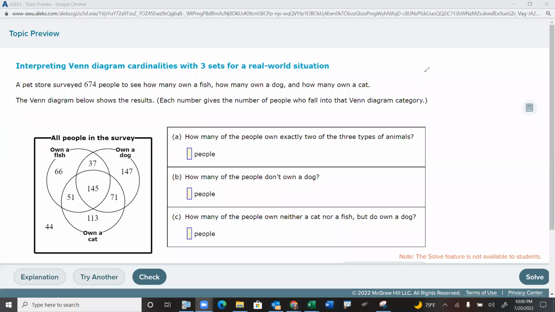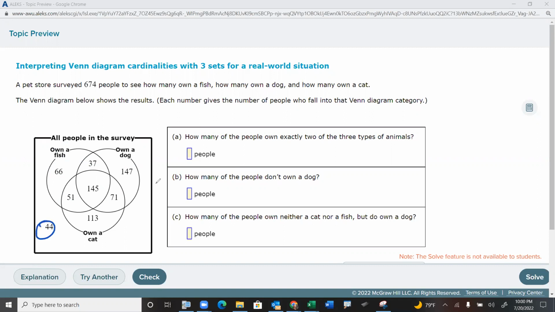All right, so let's see what we got here. Okay, so they give us a Venn diagram. It shows out of 674 people, how many own a fish. So you've got 66 plus 37 plus 145 plus 51 who own a fish. And how many own a dog? 147 plus 37 plus 145 plus 71 and so on.